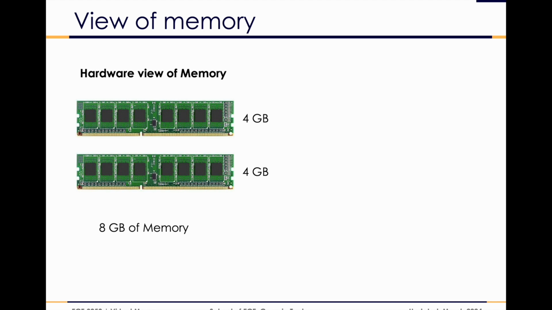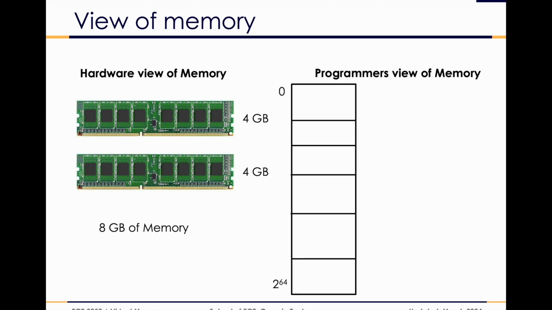But if you're looking at it from the programmer's point of view, or from the software's point of view, you have this massive amount of memory. So let's say we have a 64-bit address space. We have 2 to the 64th, which is way larger than the 0 to 8 gigabytes that needs to be indexed in physical memory, right? So the programmer's view is saying, oh, we have way more memory than what we actually do have to access in hardware.